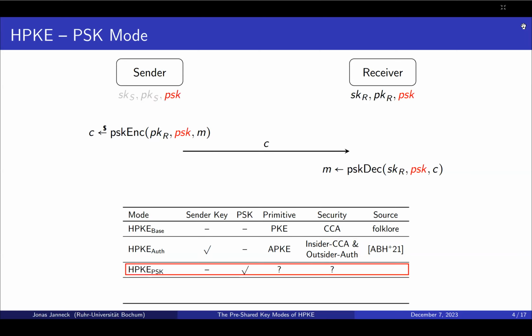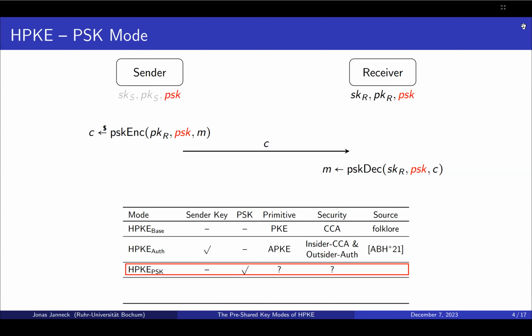Okay, the third mode is the PSK mode, and here now comes the pre-shared key into place. The PSK is a pre-shared key that both the sender and receiver have before the execution of the actual code. So it's a symmetric key. So the first question is why you need a public key primitive if you already have a pre-shared key. This is symmetric. That's a question.